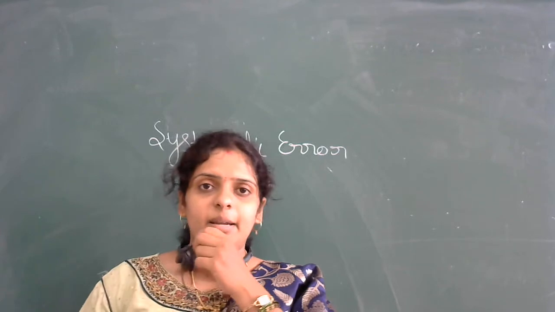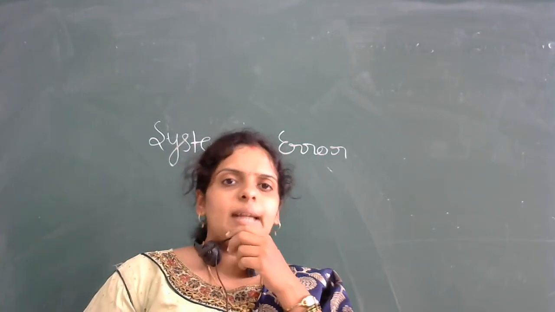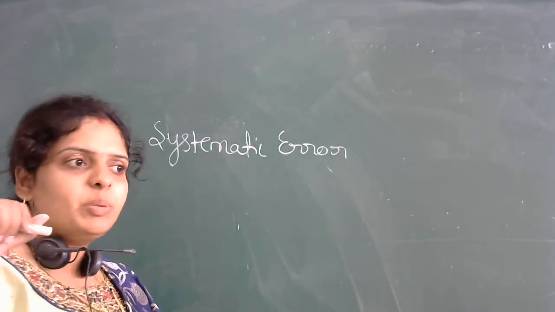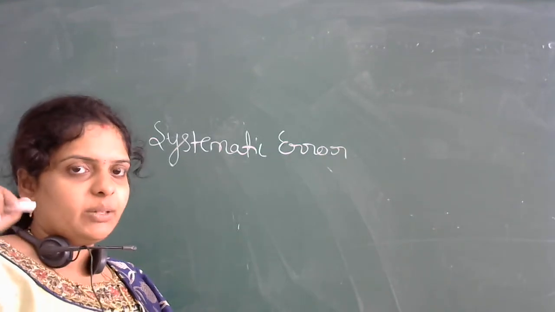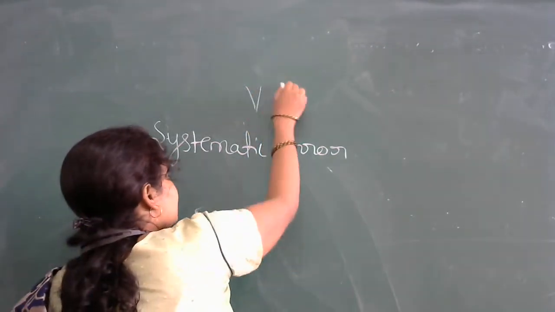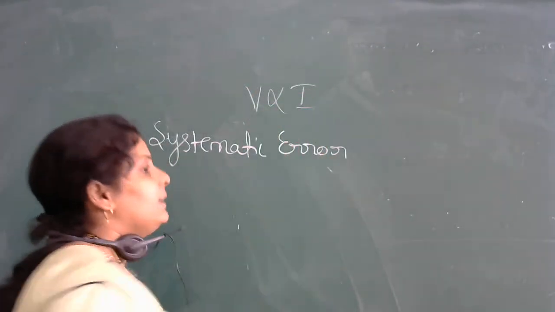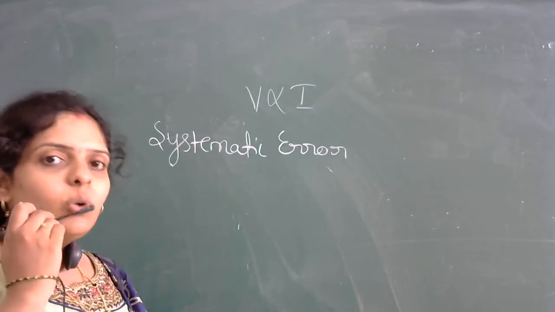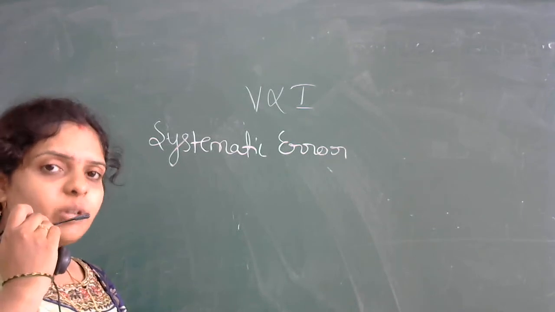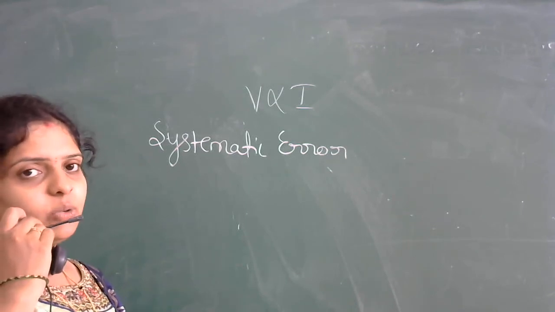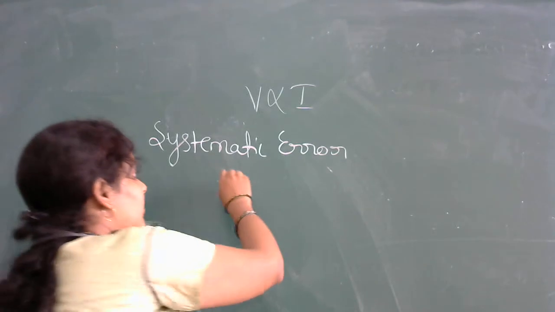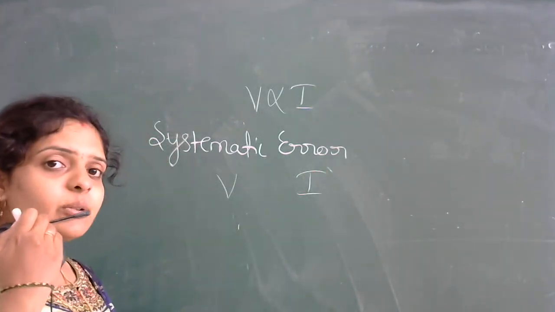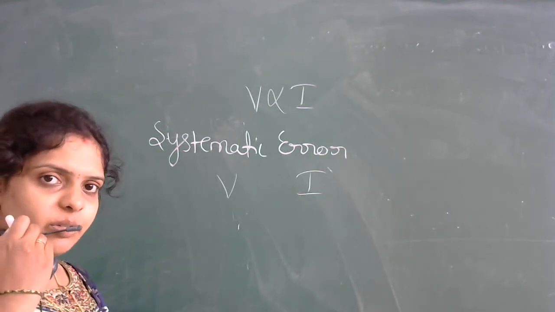Systematic error: suppose you are doing trials. In your 9th standard you studied Ohm's law. Do you remember Ohm's law? Potential difference is directly proportional to electric current. This is your Ohm's law. If you do this practically, you will get a voltage value and a current value.